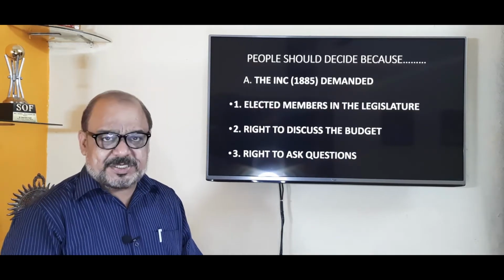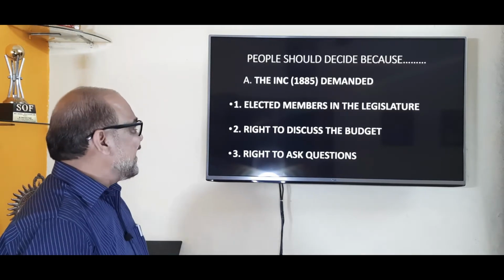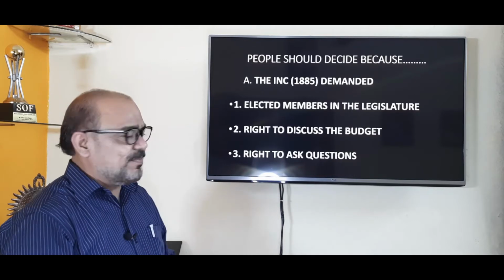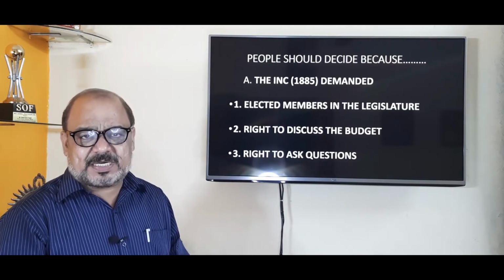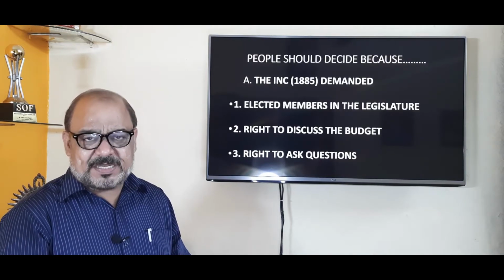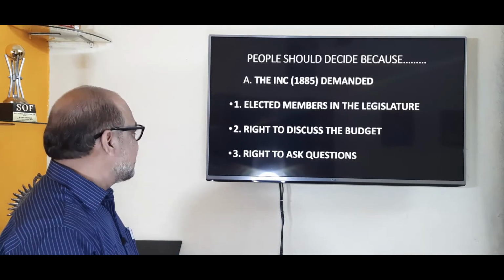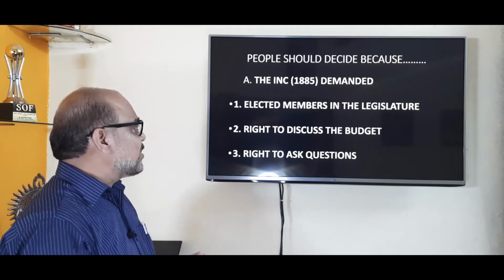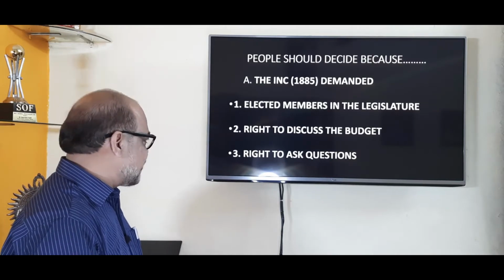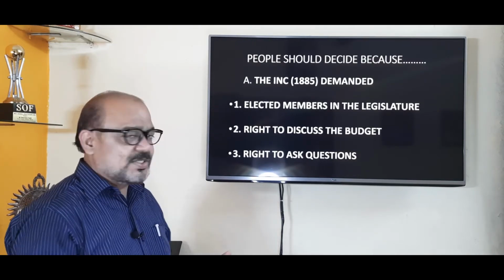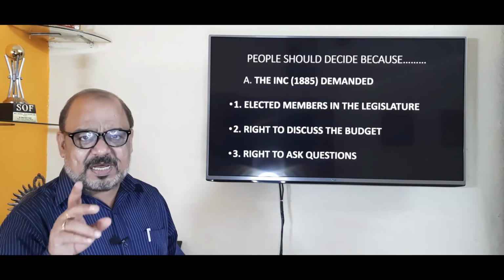People should decide because point number A, the INC, Indian National Congress, which was founded in 1885 in Gokuldas Tejpal Sanskrit Pathshala, Mumbai by A.O. Hume, Allan Octavian Hume, demanded three things. Number one, elected members in the legislature. Number two, the right to discuss the budget. Number three, the right to ask questions. So this is A. These three points are under A.